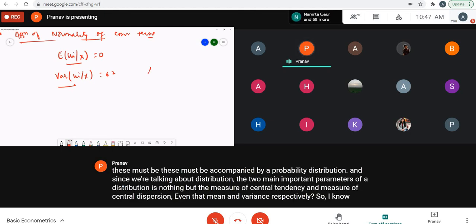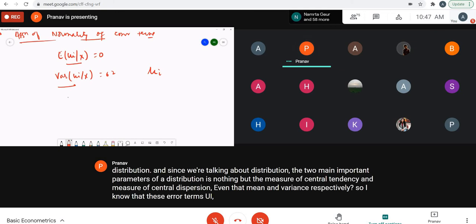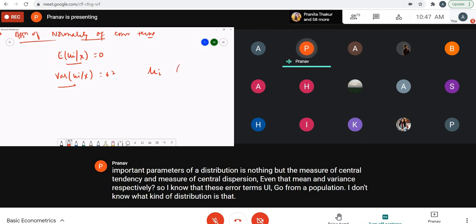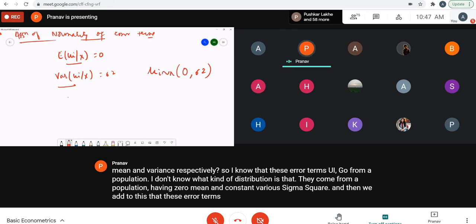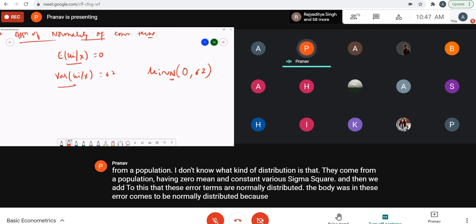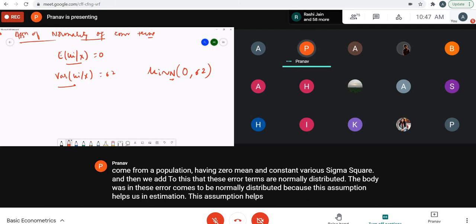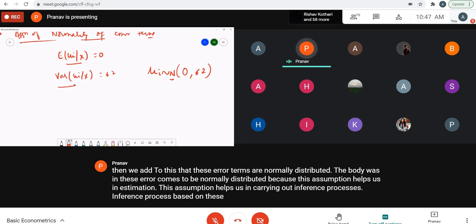So I know that these error terms, UI, come from a population. I don't know what kind of distribution that is. They come from a population having zero mean and constant variance sigma square. And then we add to this that these error terms are normally distributed. Now, why are we assuming these error terms to be normally distributed? Because this assumption helps us in estimation. This assumption helps us in carrying out the inference process based on these coefficient parameters.